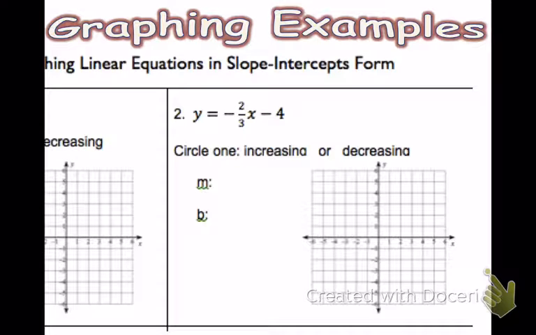All right, so here we have number 2. Let's identify our information. This one's also decreasing. My slope is -2/3, and my y-intercept is -4. So again, we always start at the y-intercept, which is at -4, and it goes on the y-axis. From here, I'm going to use my slope, which is -2/3, which tells me to rise -2 and run 3. So I'm going to go down 2 and over 3.